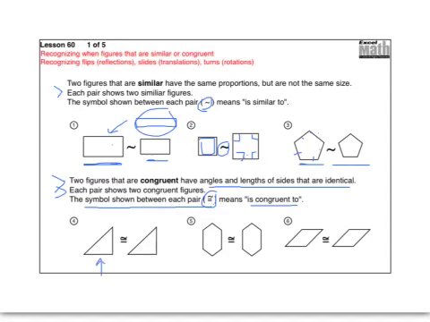So you can see this triangle is exactly the same as that triangle. So we would say that they're congruent to each other. Same thing here. This hexagon is congruent to this hexagon because they're the exact same size. And number 6, this parallelogram is congruent to this parallelogram here because they are identical.